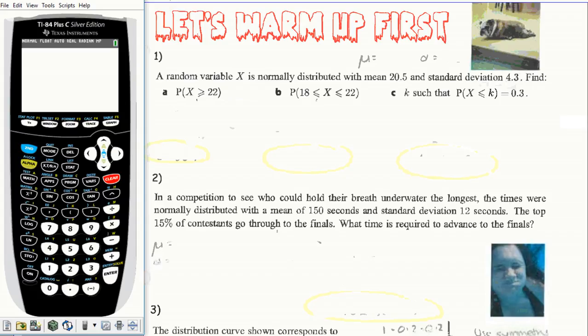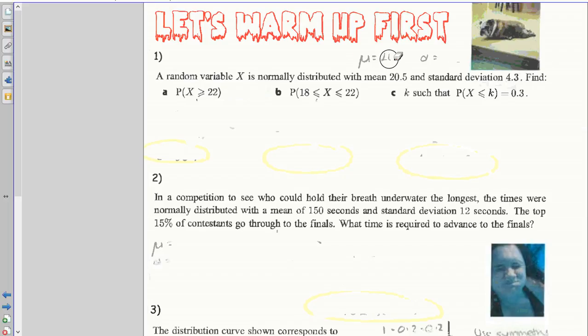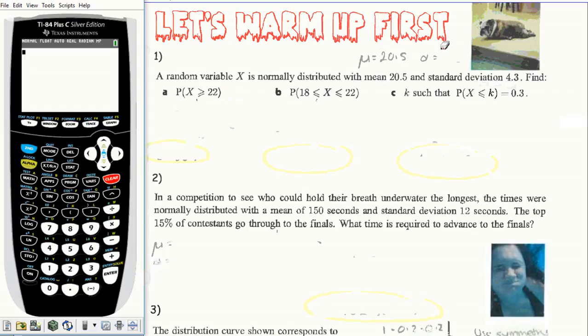A random variable x is normally distributed with a mean of 20.5. So we should write out mu equals 20.5 up here. Just a reminder that you need your calculator, so make sure you've got that handy. Standard deviation is 4.3, so we can write sigma equals 4.3. Make sure to write those things out.